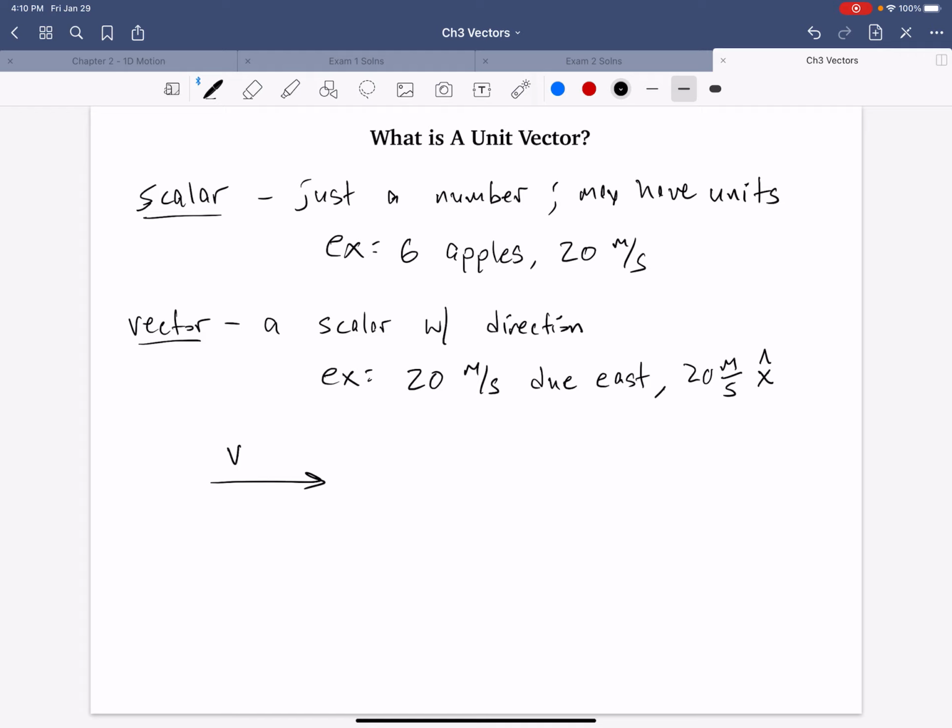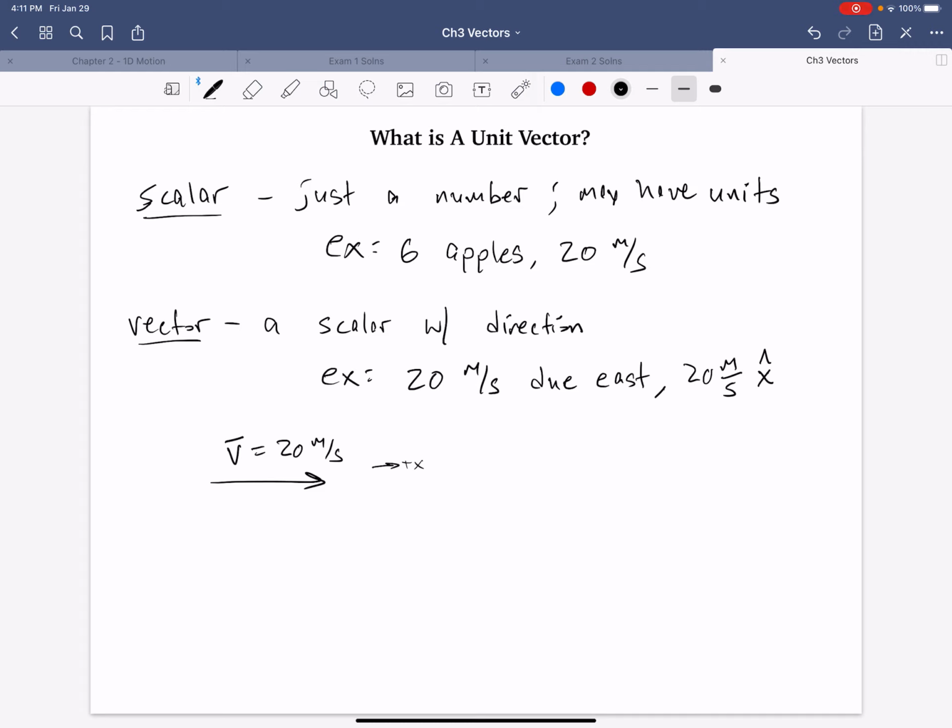So if it's just a speed, remember it does not have the bar above the v. 20 meters per second. But because we've specified direction now, we need to put that vector bar up top, and this direction has to be in the x direction. So we just need to make sure we specify that by saying plus x. You can say due east as well, however you want to specify direction.